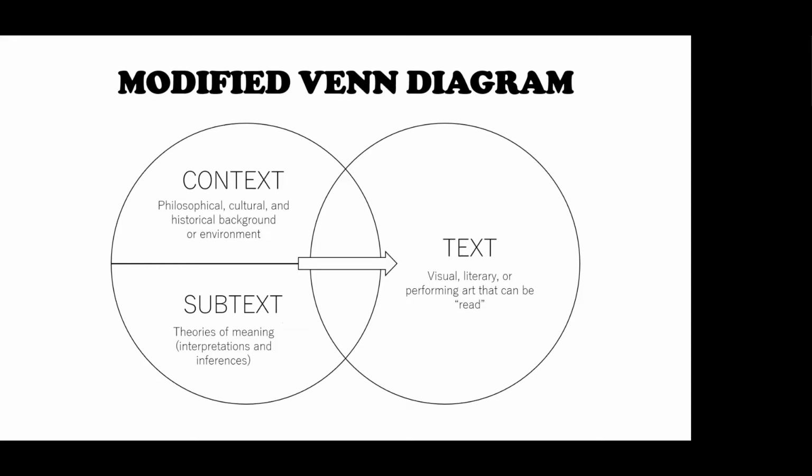And that's this idea that all of the humanities, so that could be visual, literary, or performing art, can be read and treated as text. And we frame that in the context, which is the philosophical, cultural, and historical background or environment. And we look for the subtext, which is these ideas about interpretations and inferences that give us meaning to what we're looking at.